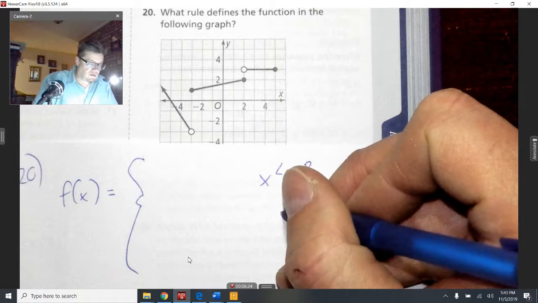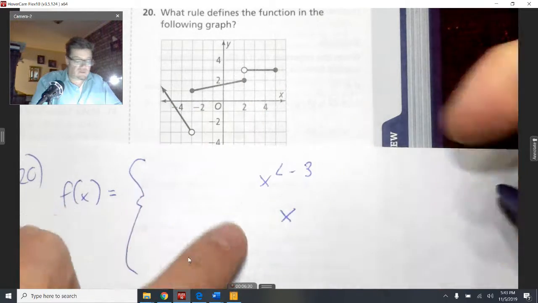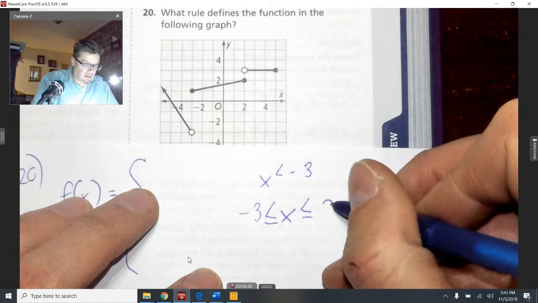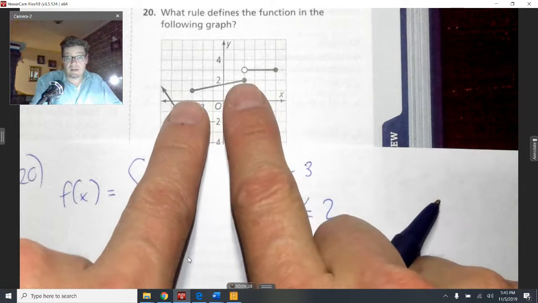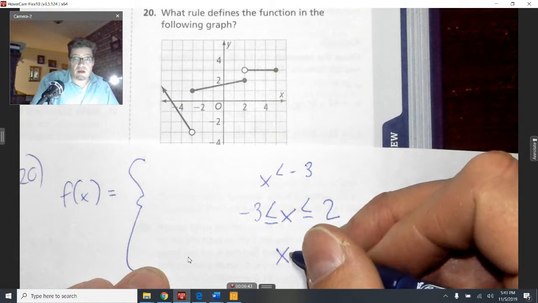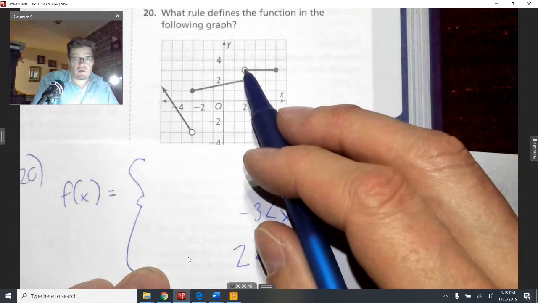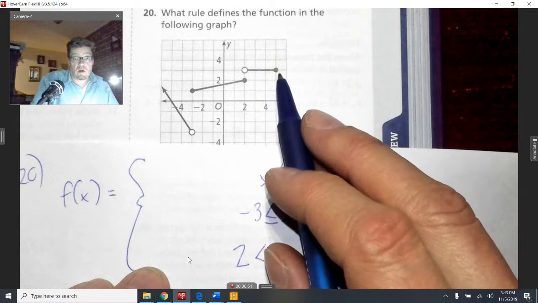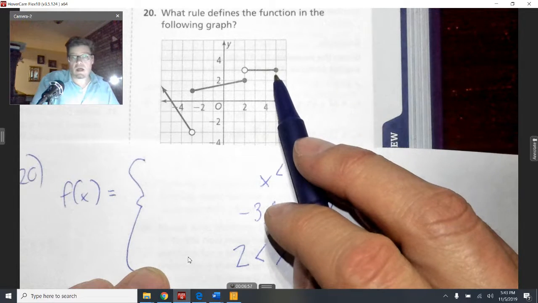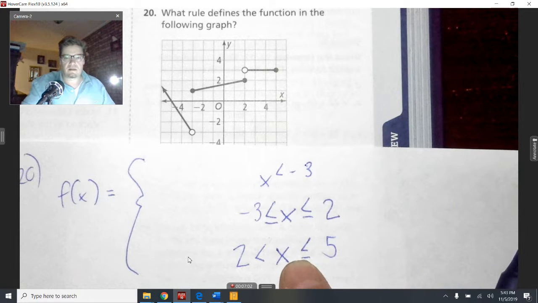The next piece will involve x being in the middle of 2 values. This is -3, and that's +2. So -3, include it. +2, include it. The reason I'm including them is because I have filled in holes there. Then the last subdomain, I'm going to be in between 2 values too. So 2, then x is going to go all the way to 5. We will include it because its location is actually filled in. It's solid. Okay, now that's that.